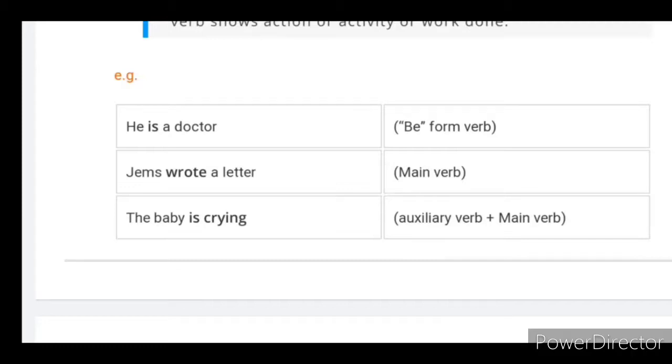Next one. The baby is crying. So the baby is the subject. Who is crying? The baby is crying. Who wrote a letter? Jim wrote a letter. In the baby is crying, is is the B form verb, that is an auxiliary verb. Crying is the main verb. Children, I'll tell you what this B form verb, auxiliary verb and main verb are. We'll discuss right now.